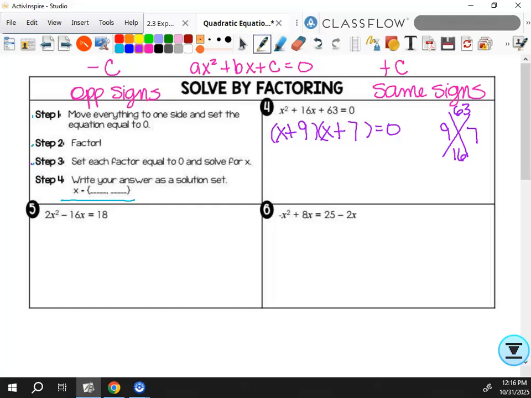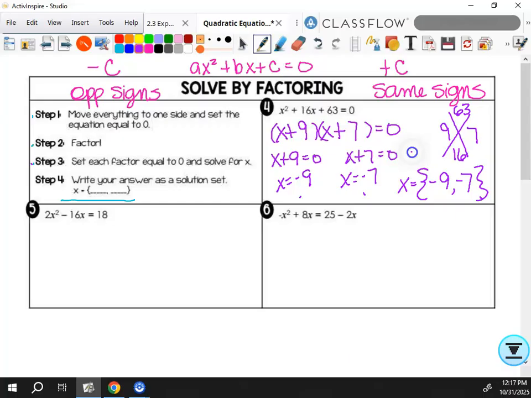This is step 3: x plus 9 equals 0, and x plus 7 equals 0. So we get x equals negative 9, and x equals negative 7. And then, according to these instructions, we make a little set here, negative 9, negative 7. What your expectations would be from your professor, no idea. Maybe this is okay. Maybe just listing them is okay. Maybe they wanted an actual set.